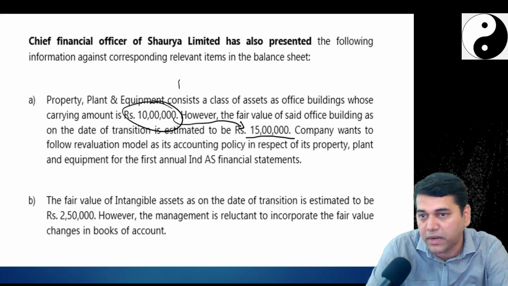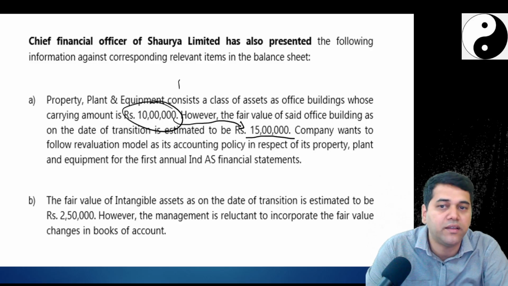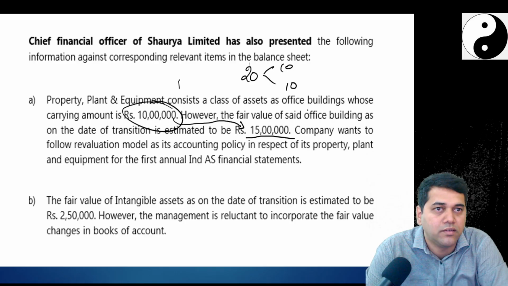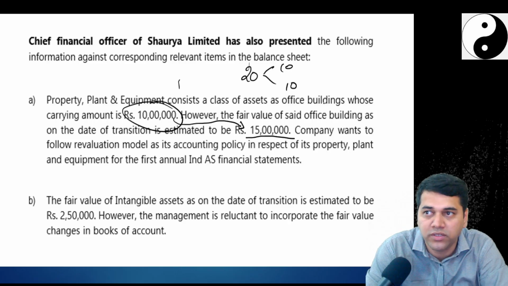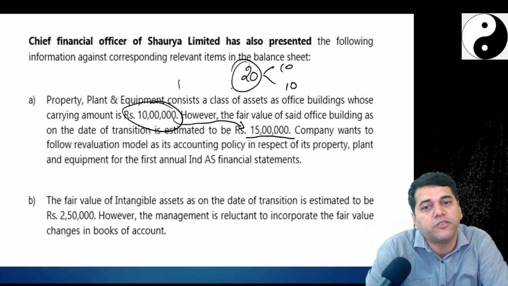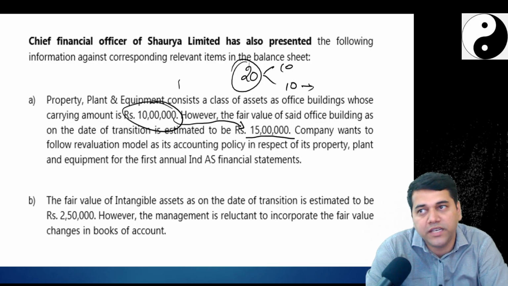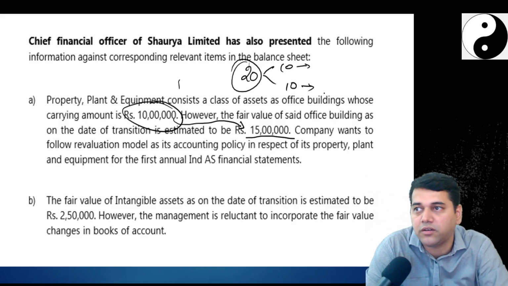How much is the total PPE? Total PPE is 20. 20 has got a two breakup now: 10, 10. Now, by the way they have given information, it sounds like they don't want to go with the previous book value. They want to restate this. If they restate this, they should restate others also. Either retrospective restatement or a fair valuation.